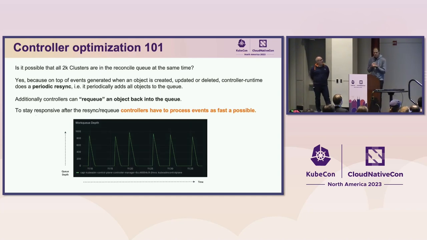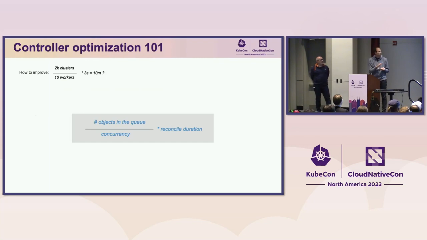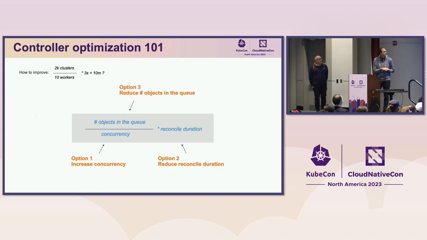OK, so now the question is, what can we do to improve the situation? And yeah, I mean, it's sort of obvious. We have those three variables going into it. So we can increase the concurrency of our workers. We can reduce the reconcile duration. And we can reduce the objects in the queue. And that's basically what a large part of this talk is about.